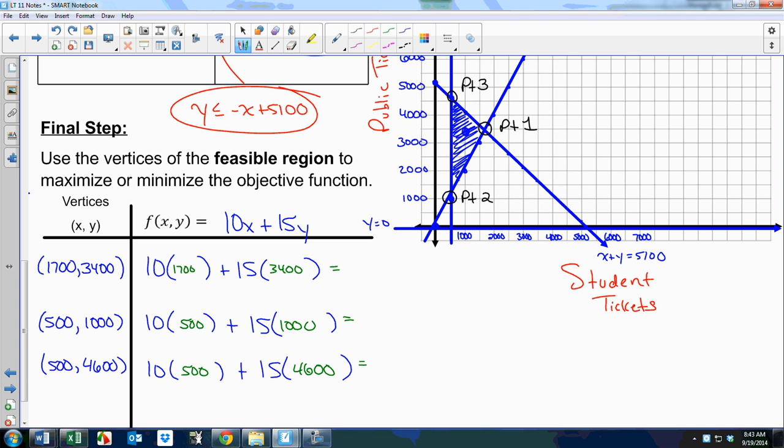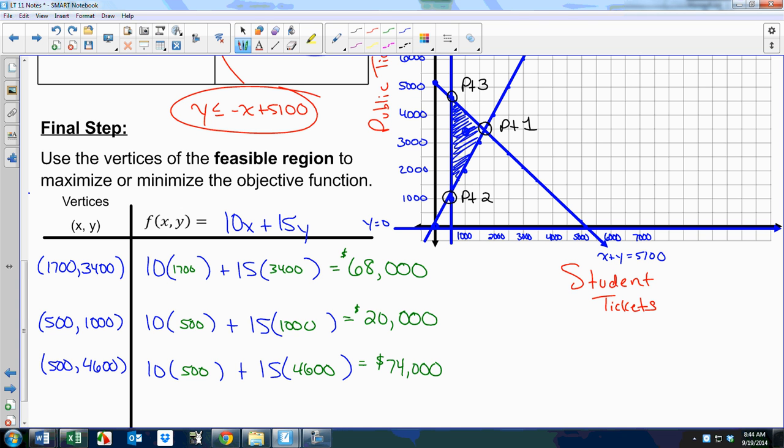All right. I'll save you the calculator punches if you'd like. I've already got those numbers. When you plug in the first point, 1700, 3400, you get a profit of $68,000. When you plug in the second point, you get a profit of $20,000. And last, when you plug in the last point, 500, 4600, you get $74,000.